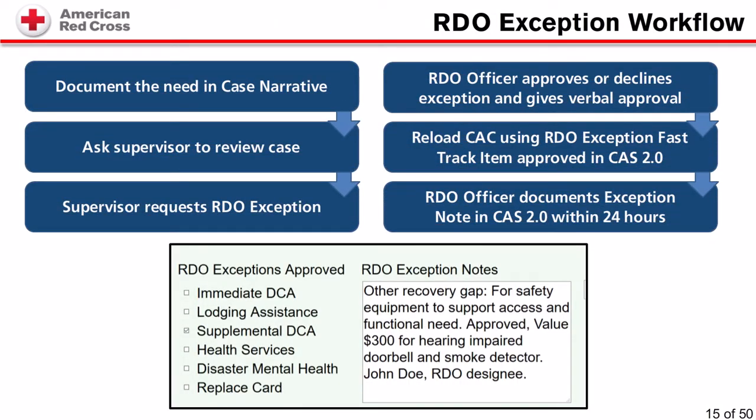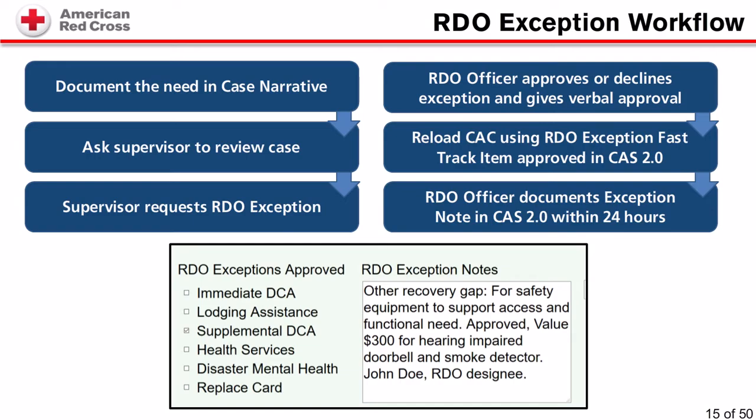As you learned in Module 2, if you need to request a RDO exception for supplemental assistance, complete the assessment and qualifications as you would normally do, and then make a note in the case narrative and notify a supervisor who will review the case and request the Regional Disaster Officer exception. If the exception is for an unusual recovery gap, explain the gap in the narrative notes. Once the request has been approved or denied, the RDO will approve or decline verbally or by email.